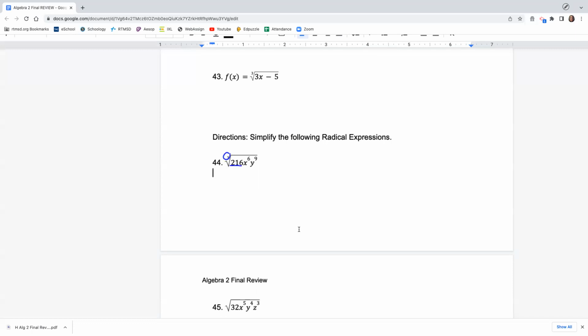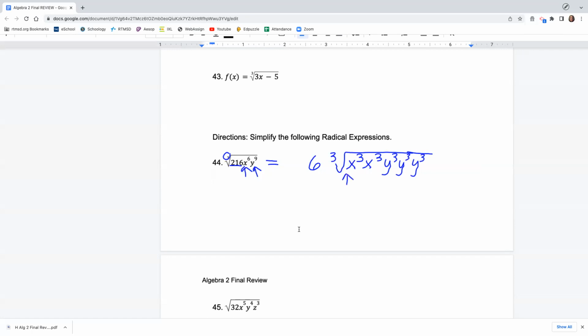The first thing that I did is I just saw if 216 was a perfect cube itself. So I put the cube root of 216 in my calculator and I saw that it equals 6. So I was like, okay, cool, I can take that out at least. And then for variables, I like to split up the variables into groups of 3. So x to the 6 is x to the 3rd times another x to the 3rd, and y to the 9th is y to the 3rd, y to the 3rd, and another y to the 3rd. You can cube root anything that's being cubed.